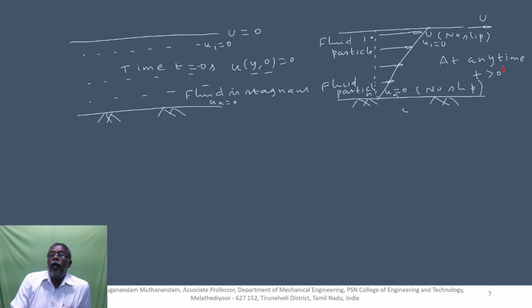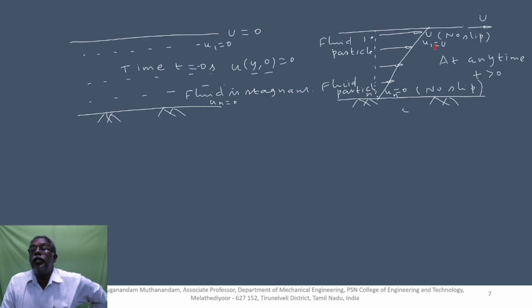At time t greater than 0 seconds, at any time, the velocity profile will be like this, a linear profile. At the bottom plate, the velocity of the fluid is 0 because the bottom plate is stationary, due to the no slip condition. At the top plate, the velocity is equal to the velocity of the plate, that is uppercase U, again due to the no slip condition. In between the bottom plate and the top plate, the velocity varies linearly.